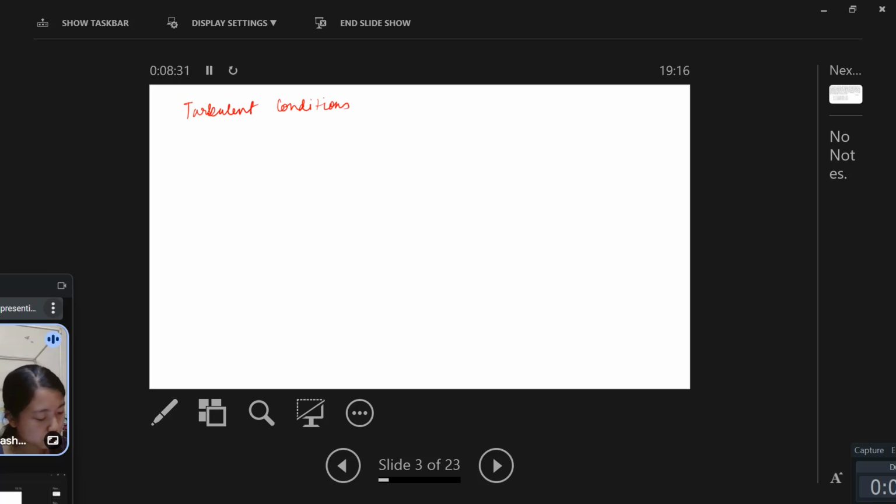There are mainly two correlations which are used. One is the Colburn equation: Nu D is equal to 0.023 Re to the power 4 by 5 Pr to the power 1 by 3. Okay, this Colburn equation is mainly used when Reynolds number is greater than 10,000, and also Prandtl number is 0.5 to around 3. Okay, when Prandtl number is between 0.5 and 3, this is used.